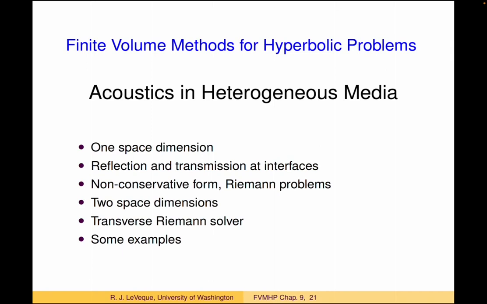In this lecture, we'll go back to looking at a variable coefficient linear system, the acoustics equations, but now in a heterogeneous medium, which means that the material parameters that define the material that the waves are propagating through are varying in space. And we'll start by looking at one space dimension and talk about reflection and transmission at interfaces and how we can do that in terms of Riemann problems, and then look at the extension to two space dimensions as well.